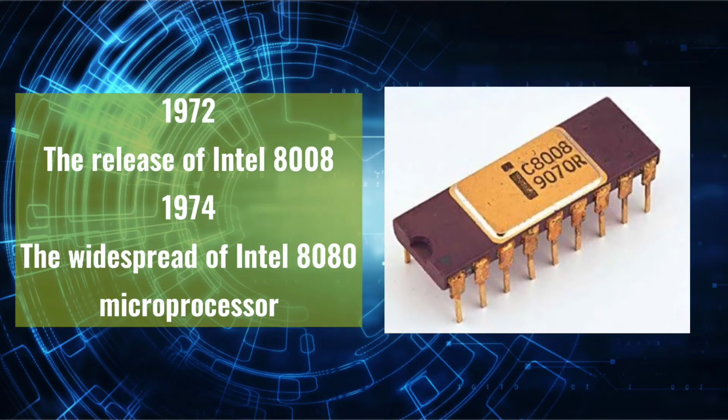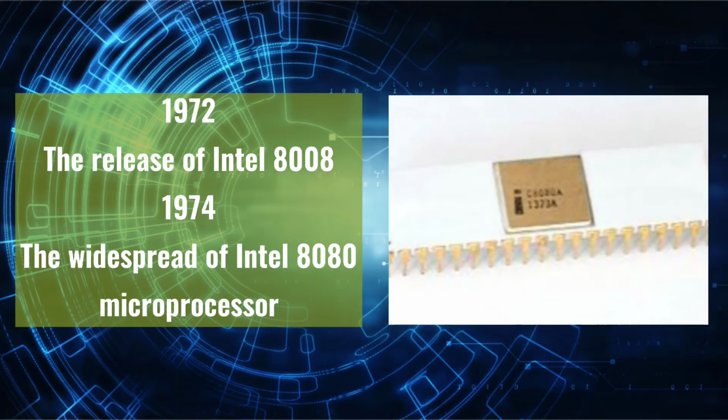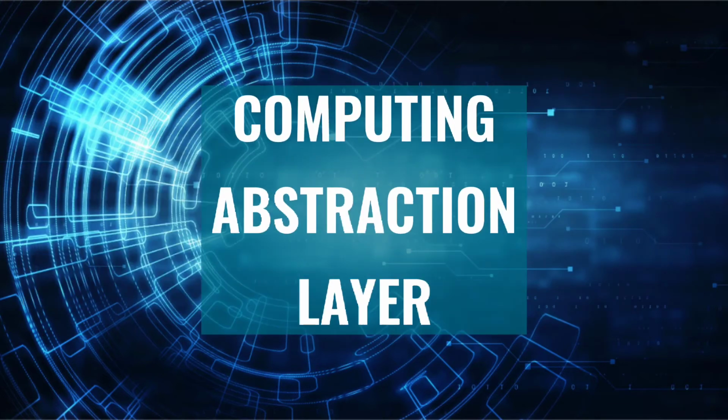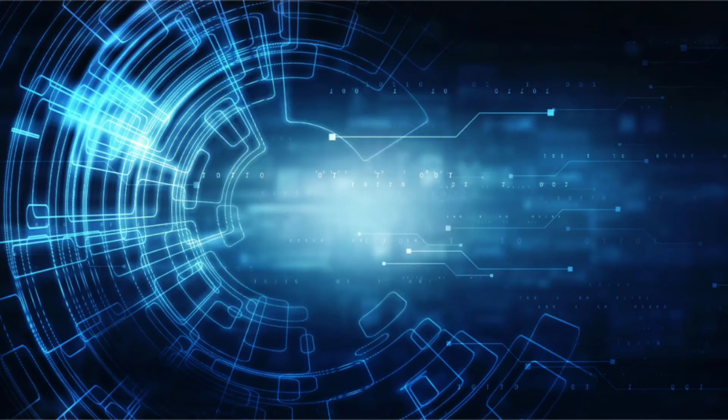While in 1972, it is the release of the Intel 8008. In 1974, it is the widespread of the Intel 8080 microprocessor. In 1978, the Intel 8086 was created with the x86 instruction set architecture. So now let's proceed to the computing abstraction layer.